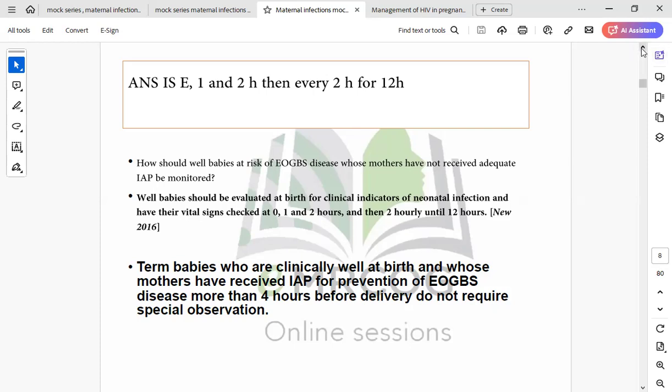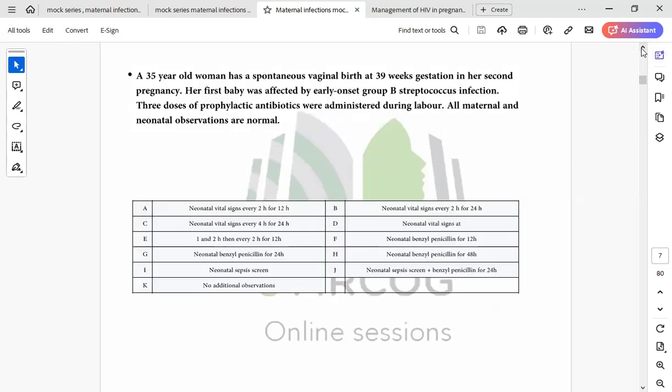We are having two scenarios. We are having a woman who took the 3 doses of prophylactic antibiotics during labor. And we have a case who didn't take IAP during labor. And we have a case who took the IAP, but she had a previous history of GBS.